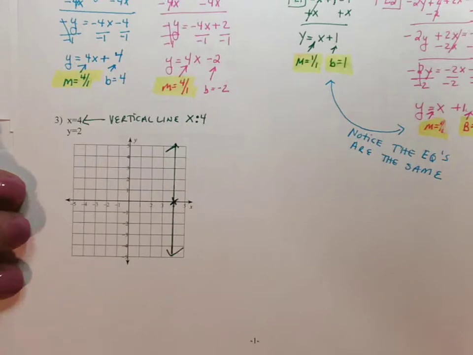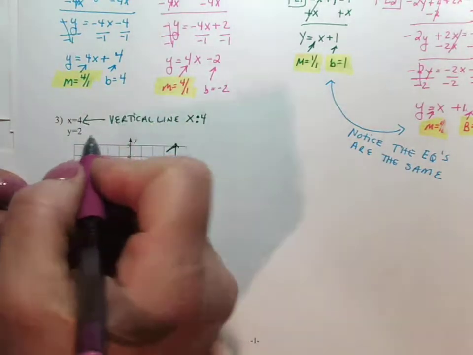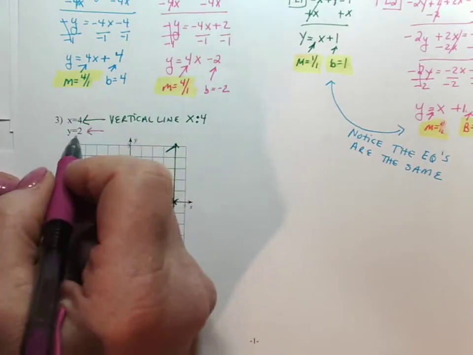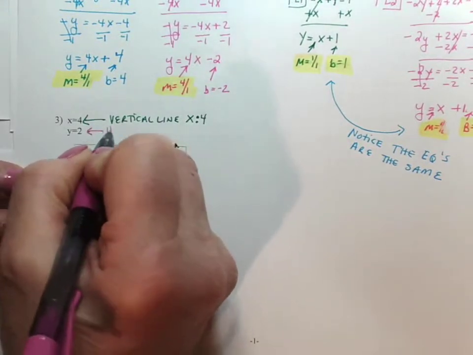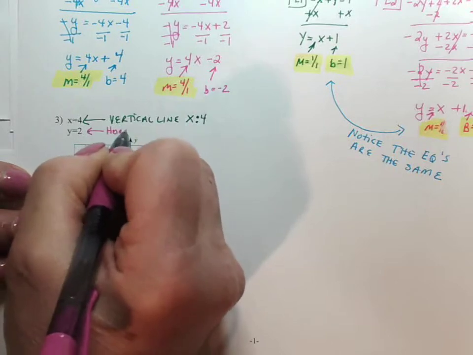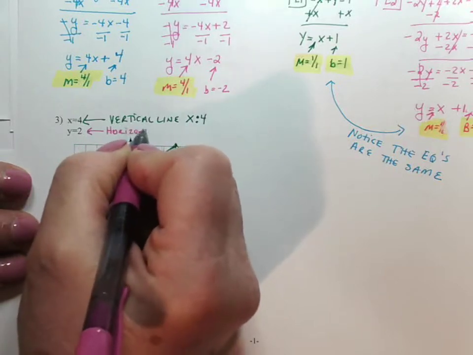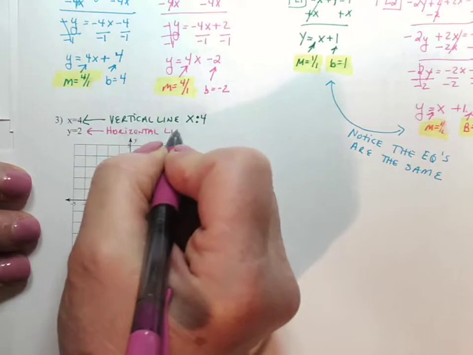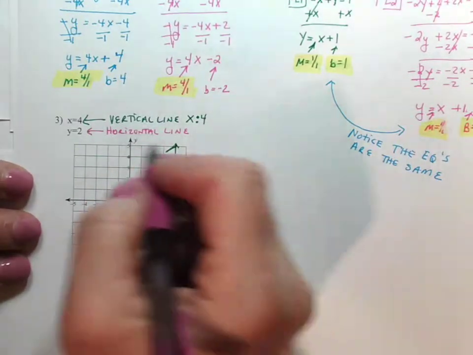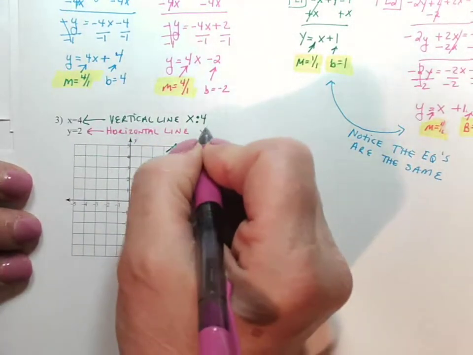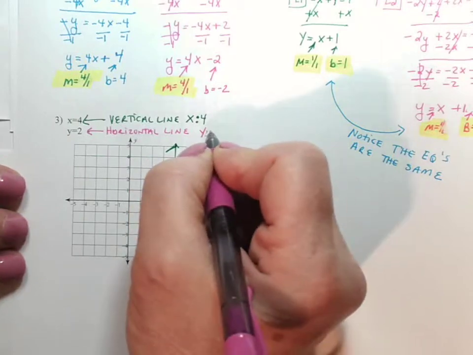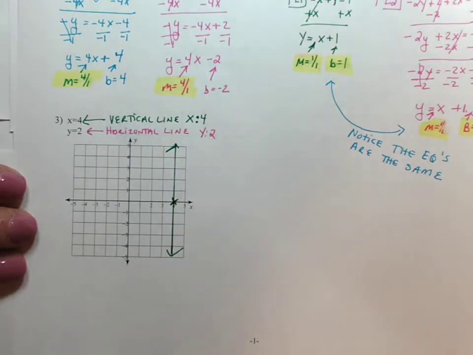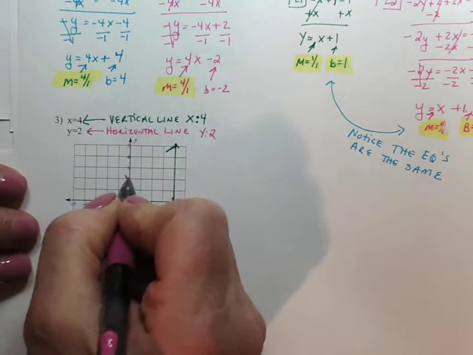and now we're going to graph the other line, and you should be noticing that this is a horizontal line, and this horizontal line has a y-intercept of 2. And so here is our y-intercept.